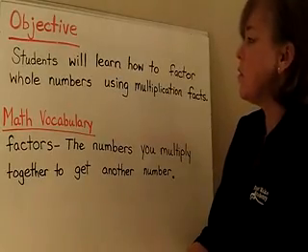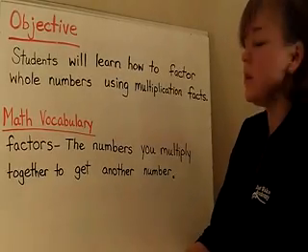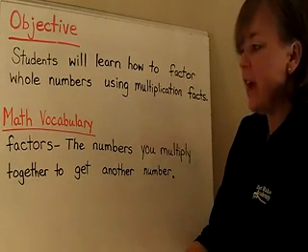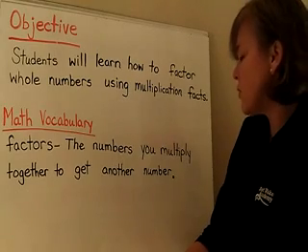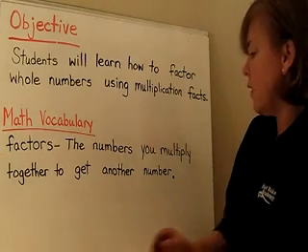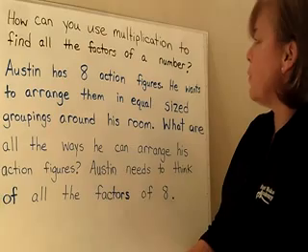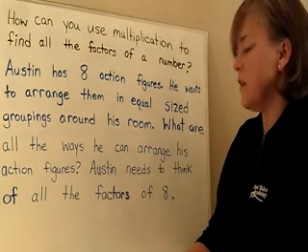Today's objective, students will learn how to factor whole numbers using multiplication facts. Our math word for this lesson is factors. Factors are the numbers you multiply together to get another number. How can you use multiplication to find all the factors of a number?